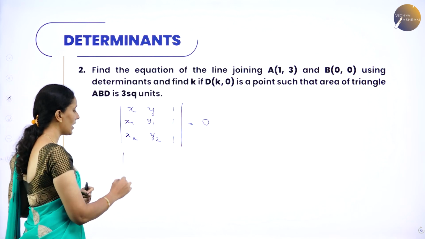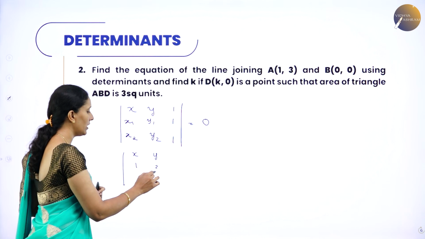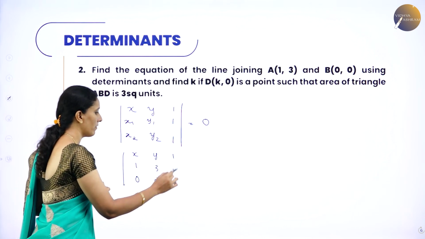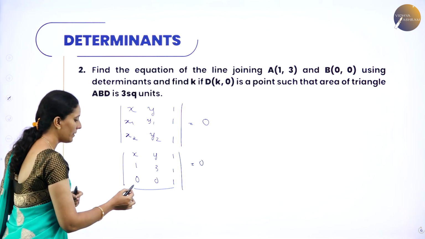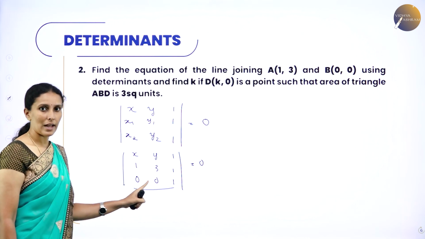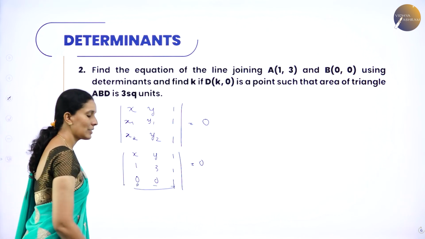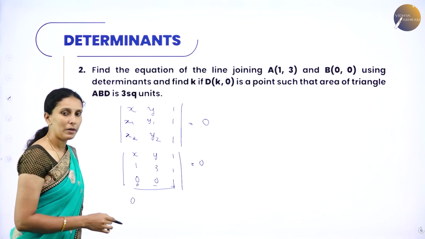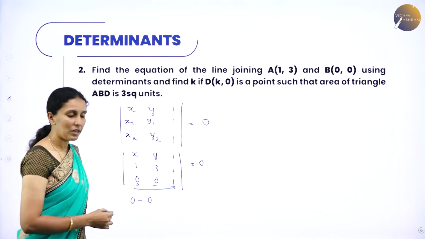Now this formula helps us find the equation of the straight line joining 1, 3 and 0, 0. We take x, y and 1, 3. Next we take 0, 0. The last is 1, 1, 1. So this is equal to 0. Now consider the last row. Let me expand it with the help of the last row because we have 2 zeros in it. The signs are plus, minus, plus. The first one is 0, and 0 into any determinant value is again 0. The second one is minus 0, again 0.